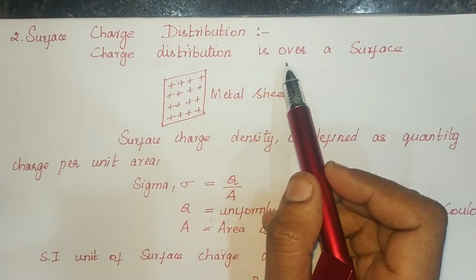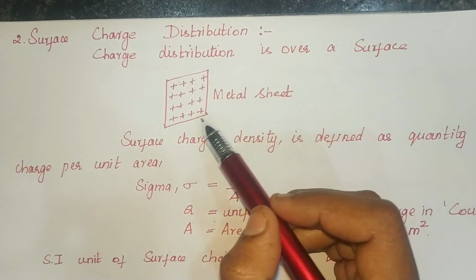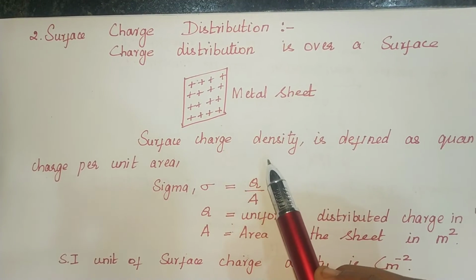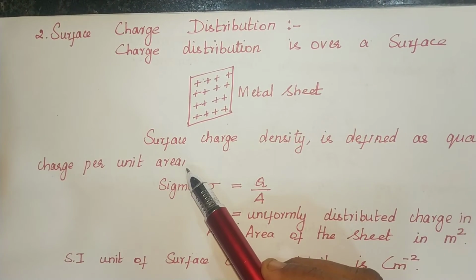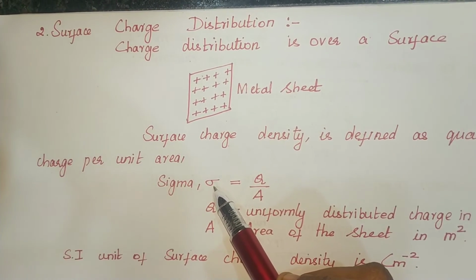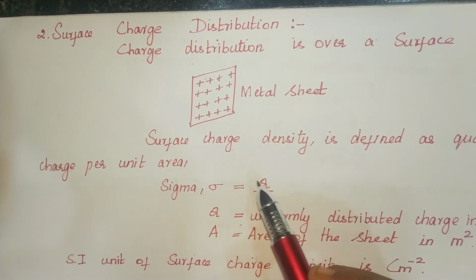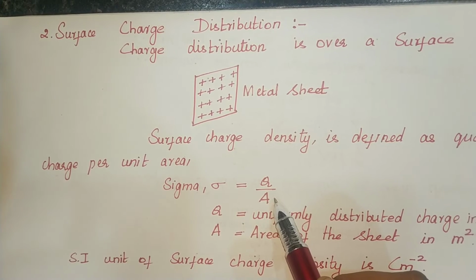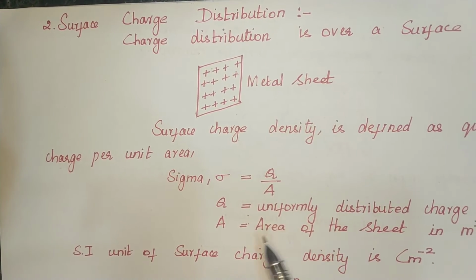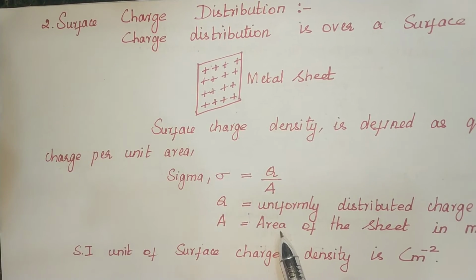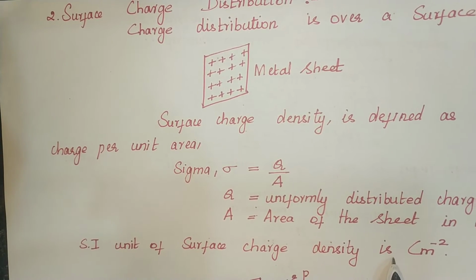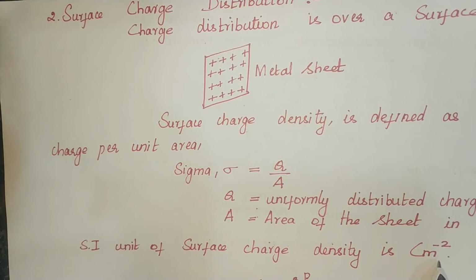Second is surface charge distribution. Here the charge distribution is over the surface of the object. We are considering a metal sheet, and the surface charge density is defined as the quantity of charge per unit area. The variable used for surface charge density is sigma. Sigma is equal to Q by A, where Q is the uniformly distributed charge in coulomb and A is the area of the sheet in meter square. The SI unit of surface charge density is C m^-2.